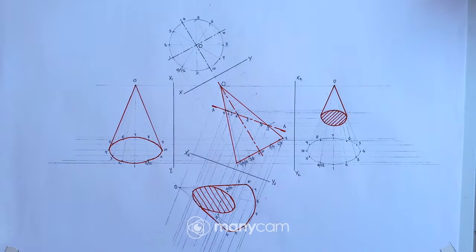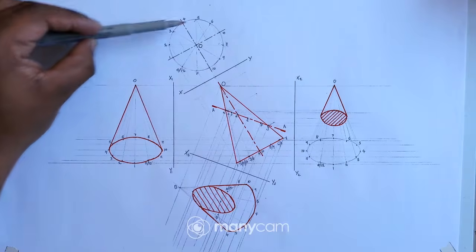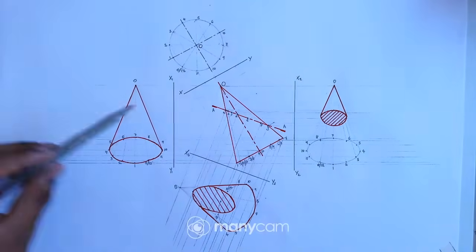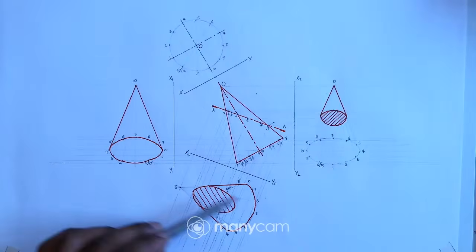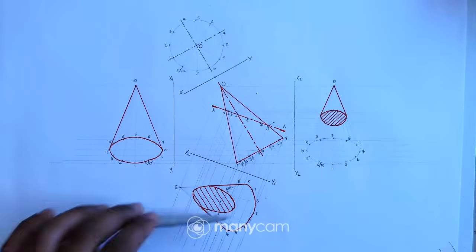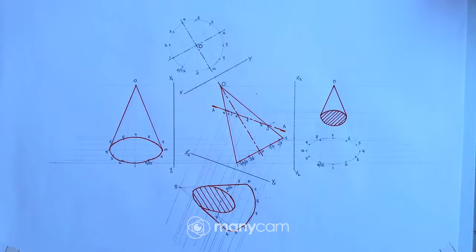So this is the complete drawing of this question. As you can see there, we have the auxiliary view, the front view, the right view there, sectional left view, and the true shape, or the view showing the true shape, right? Okay.